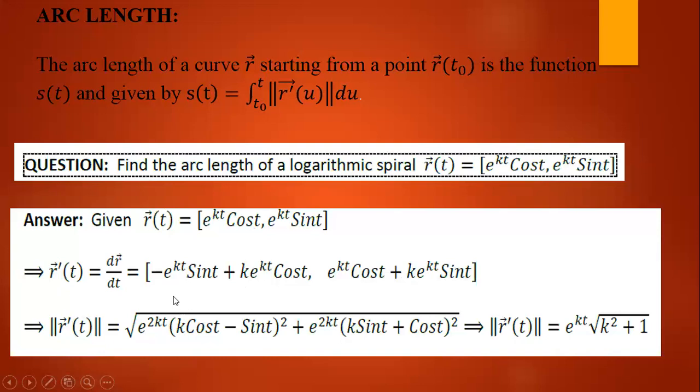The square of this term: e power kt times k cos t minus sin t, plus e power kt times this one, and taking the square, this term e power 2kt is common in both terms. When we take it common outside of the square root, it becomes e power kt, and when we apply the square on these two terms and simplify, we get the square root of k square plus 1.